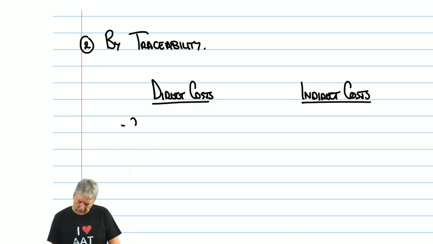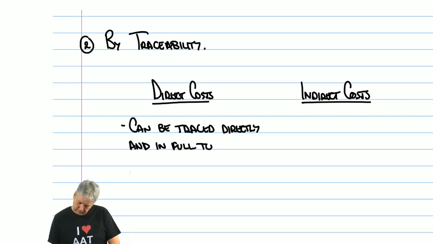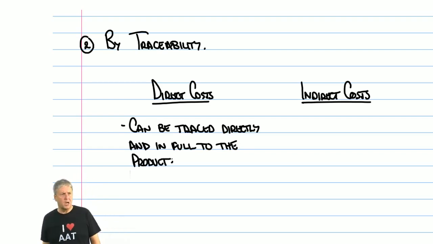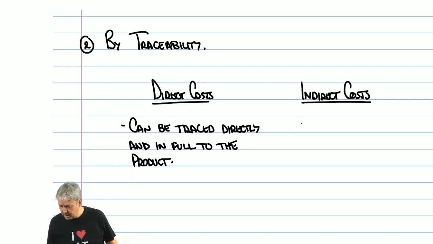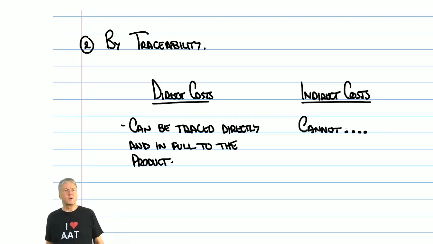Okay, so direct costs are those that can be traced directly and in full to the product. If you want to say to the cost unit, feel free to do so. Knock yourself dead. Okay. Whereas, in simple terms, indirect costs cannot. Okay, cannot be traced directly and in full to the product.